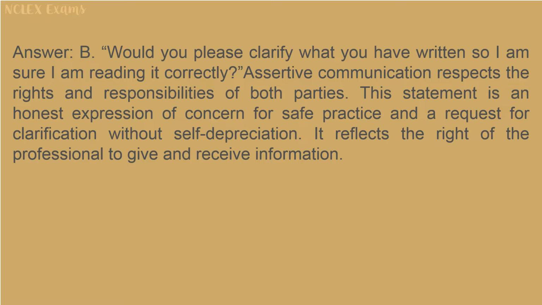Answer: B. Would you please clarify what you have written so I am sure I am reading it correctly? Assertive communication respects the rights and responsibilities of both parties. This statement is an honest expression of concern for safe practice and a request for clarification without self-deprecation. It reflects the right of the professional to give and receive information.